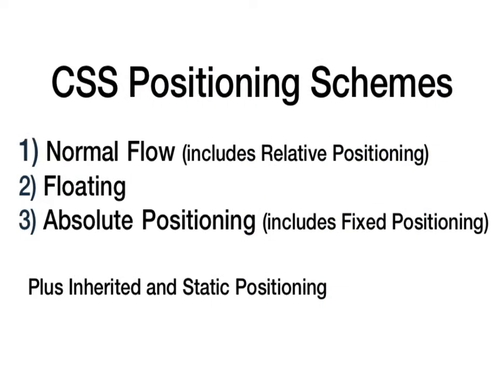Now there are three positioning schemes that can be used for the horizontal and vertical positioning of boxes. So now we have three more concepts you'll need to know to really understand CSS positioning. The first is normal flow, which also includes relative positioning, floats or floating, and absolute positioning, which includes fixed positioning. There's also two others that I'll mention towards the end of the tutorial here, and that is inherited positioning and static positioning. Now all these CSS positioning schemes have their own set of rules, so this can get a bit confusing. So let me sort this all out with some descriptions and demonstrations over at the W3 School site.